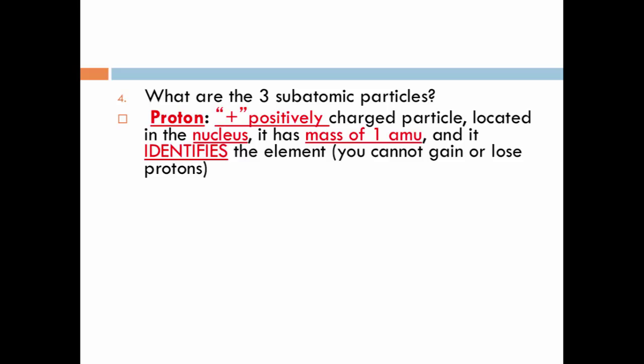Now, the reason why protons are probably the most important subatomic particle is because of this right here. Protons identify an element. So every element has a unique number of protons, just like every person has a unique fingerprint. So hydrogen has 1 proton. Helium has 2. You cannot ever gain or lose protons, because if you gain or lose protons, you change the element's identity. So if you have hydrogen that has 1 proton, you add a second proton to it, it is no longer hydrogen, it is now helium, because helium will always have 2.